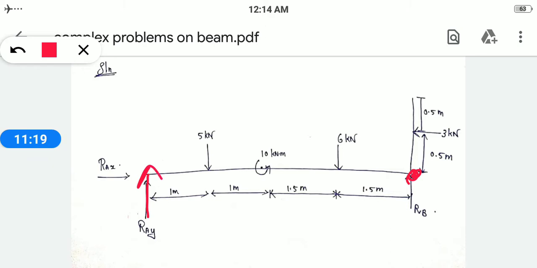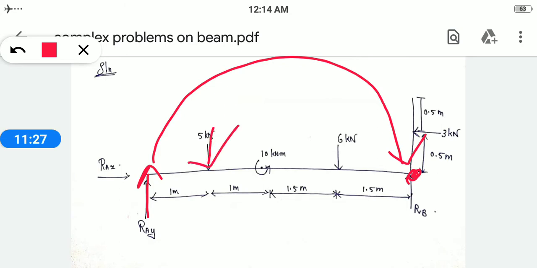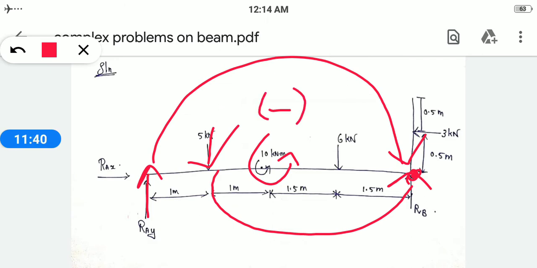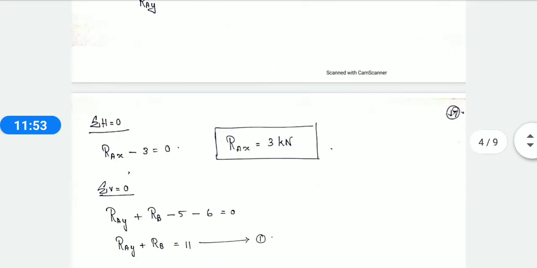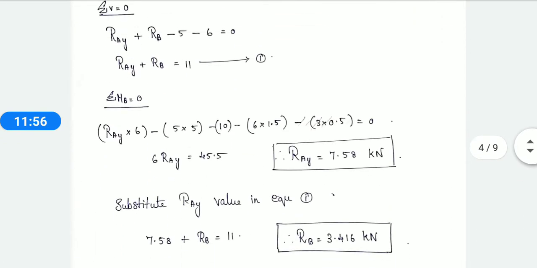This RAY is going to move in a clockwise direction, so it is positive. This 5 kilonewton is going to act in a negative direction. What about this 10 kilonewton meter? This is a moment which is already in a negative or anti-clockwise direction. And then one more load, that is 6 kilonewton, which is going to act in an anti-clockwise direction. This is your moment calculation. When you do that, you will get a value for moment.